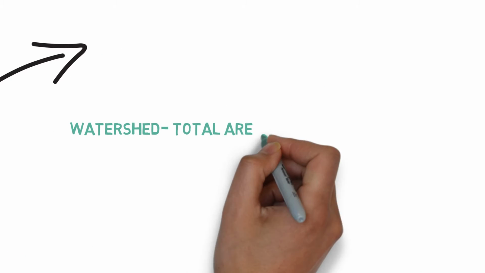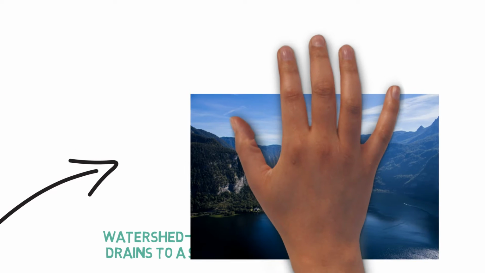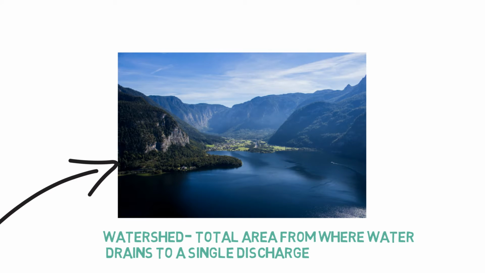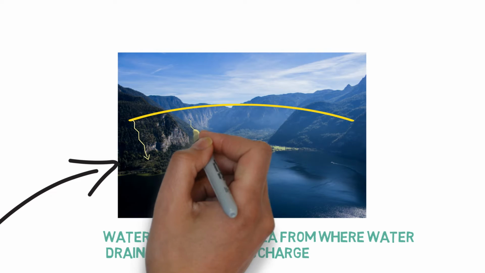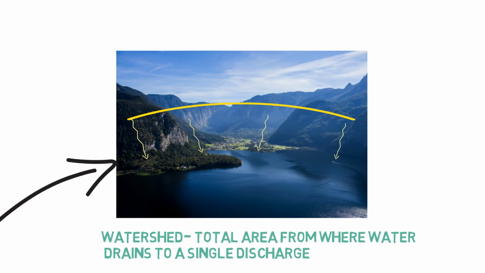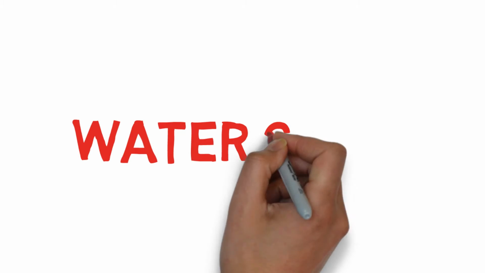If we look closer into hydrology, we have to study the watershed area. The watershed area is the total area from where the water drains into a single discharge. If we look at this picture, we see that it's surrounded by hills. All the water that falls on the face of the hill drops down and comes into a single point in the lake. The next point that we study in hydrology is the water cycle.